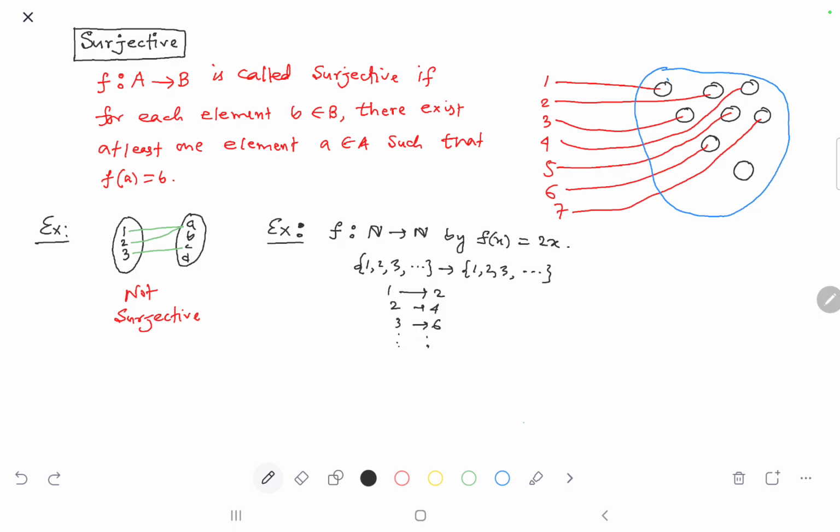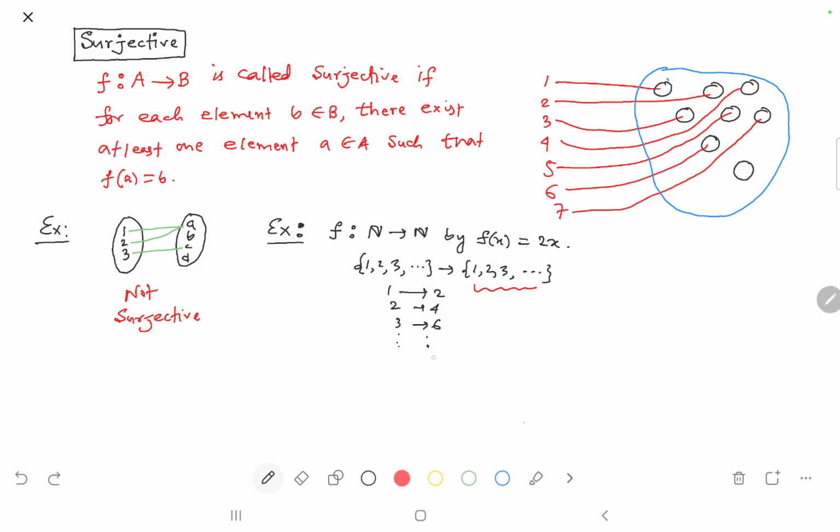Is it a surjective map from N to N? No, carefully look. N to N. It's not going to hit every single natural number, so it is not surjective. Which numbers are not hit? The odd numbers.